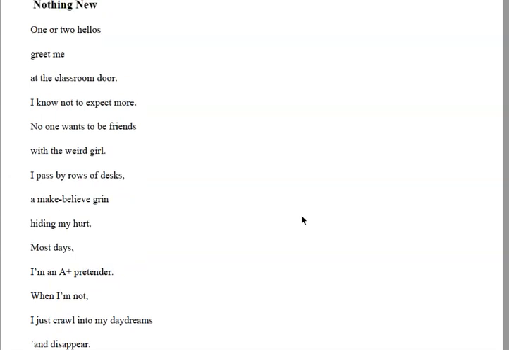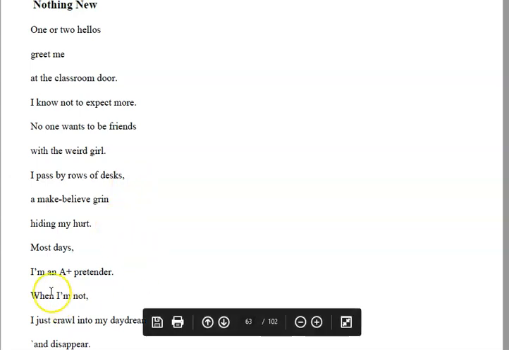So this poem has a very, very different tone. We have some negative phrases that we can pull out here, right? No one wants to be friends with a weird girl. I pass by rows of desks, a make-believe grin hiding my hurt. So who's grinning? She's grinning. She's trying to hide her hurt. When she says that she's an A-plus pretender, if you have an A-plus, it means you're very good at something. So she's very good at pretending. But when she's not, she just crawls into her daydreams and disappears.